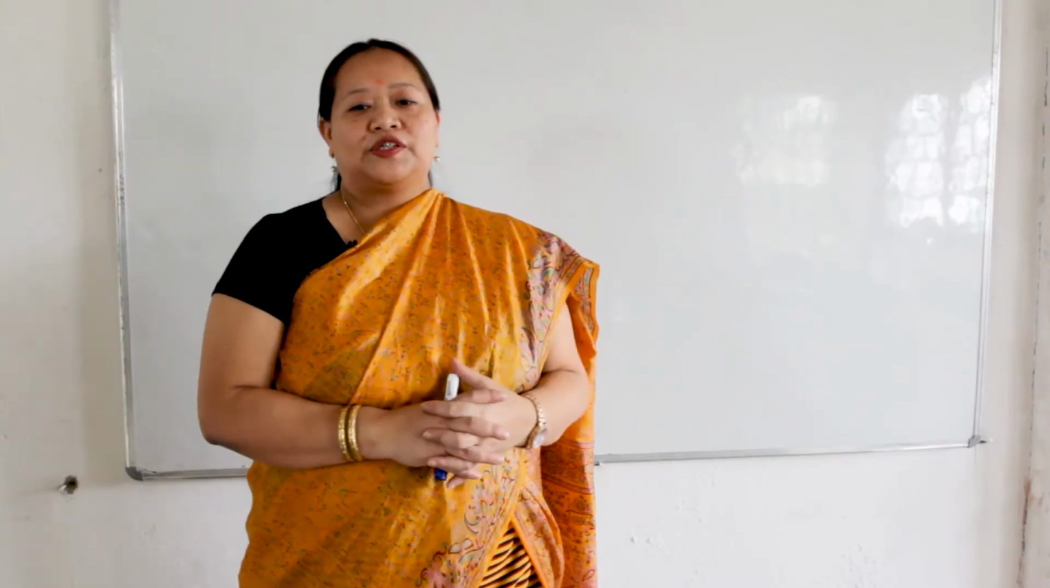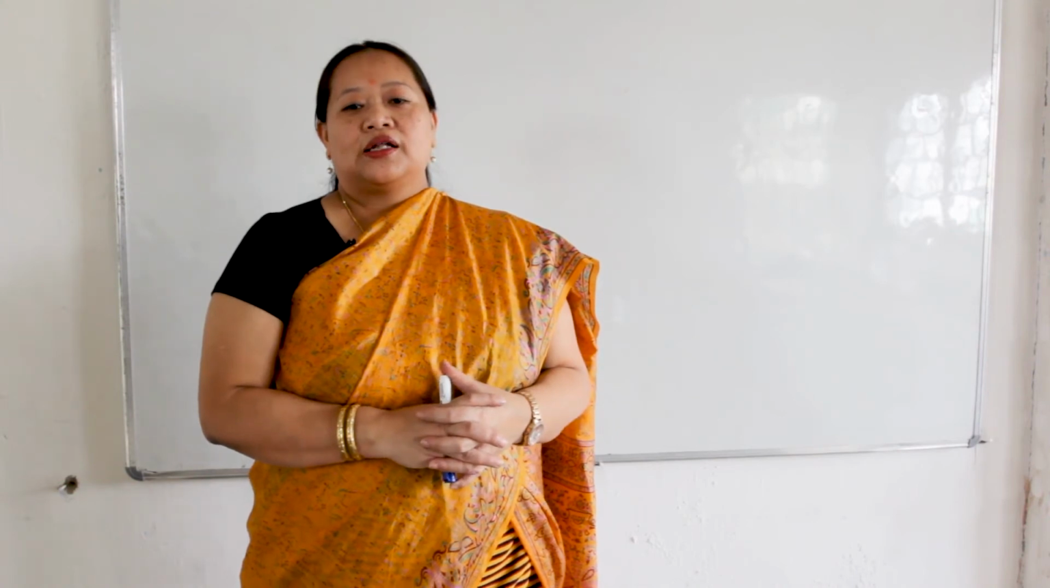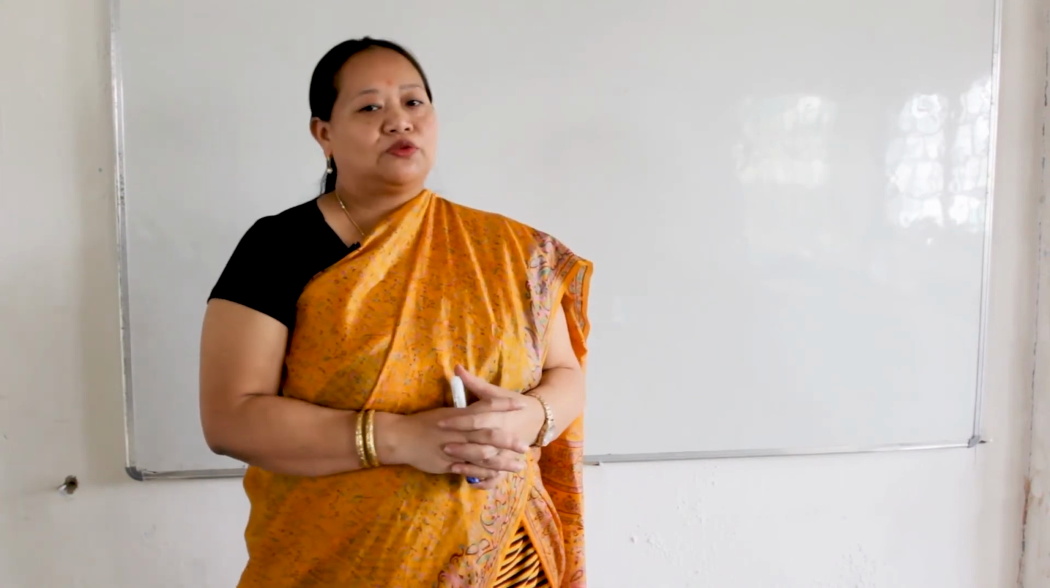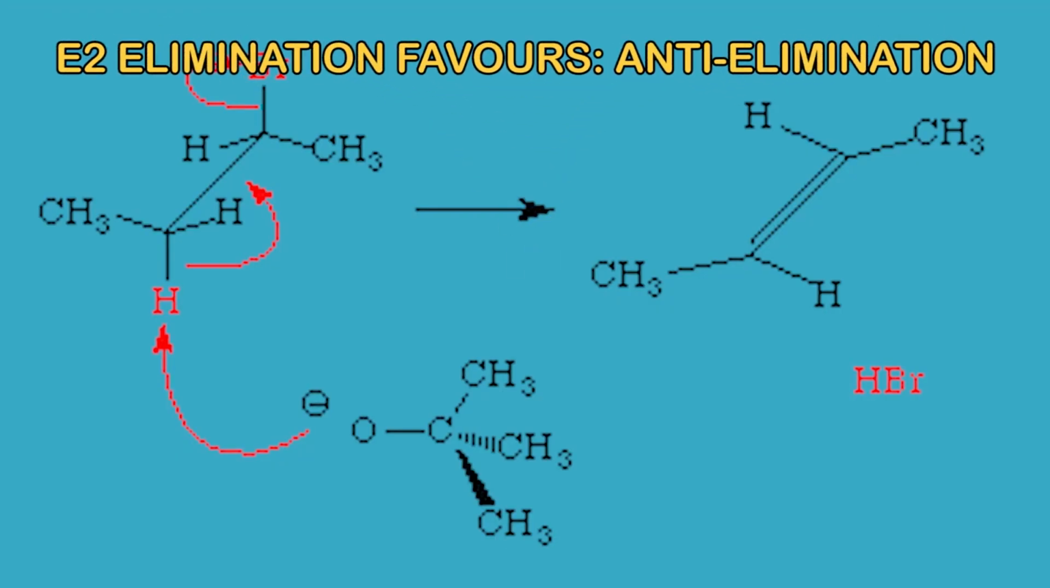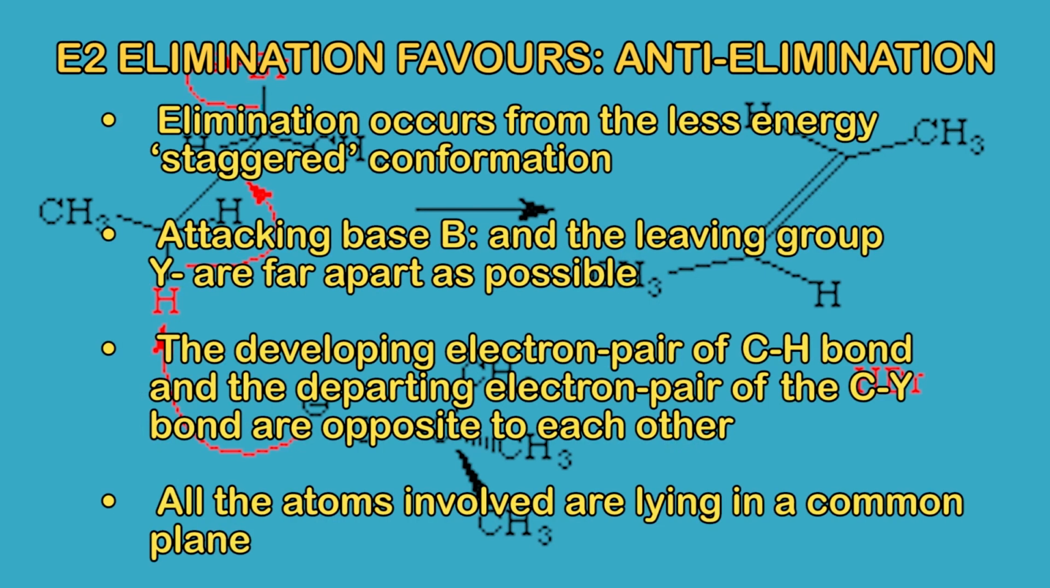So in most simple acyclic cases, anti-elimination is found to be much preferred. This is because for E2 eliminations that occur from the anti-periplanar conformation, number one, the elimination is taking place from the lower energy staggered conformation rather than from the higher energy eclipsed conformation. Then number two, the attacking base, that is B here, and the leaving group Y are far apart from each other. That is, they are in anti position and therefore farther apart from one another.